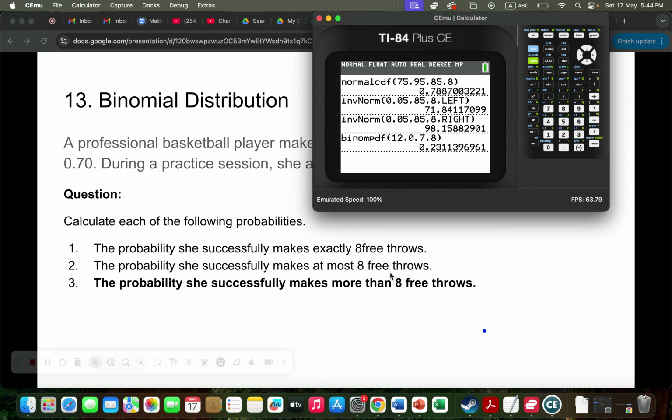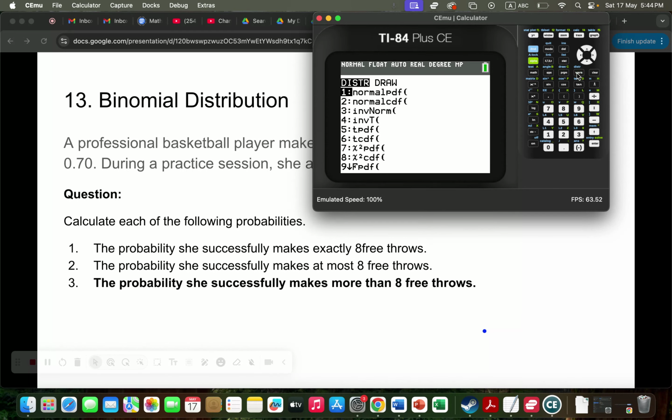But it's just too much work to do 8, 7, 6, 5, 4, 3, all the way down to 0. So there is a feature on your calculator that gets the job done. If we go to second VARS again, you want to choose binomcdf. Again, when we look at a range of numbers, we look at CDF. The number of trials you want to choose again would be 12, because that's 12 throws she's making. In this case, we're going to choose 8.